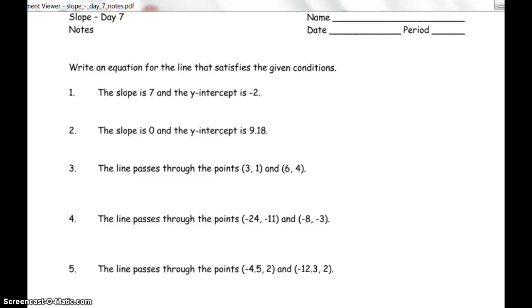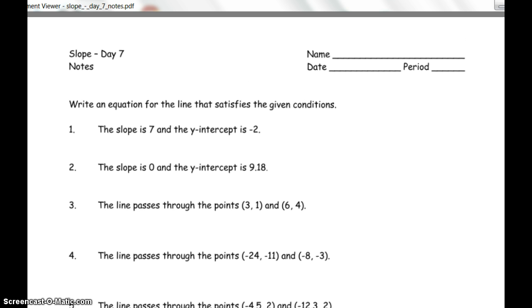Okay, this is day 7 notes, and what we're going to do is start pulling everything together. We're going to start making sense of everything and having different practices. So we're going to write an equation for the line that satisfies the given conditions. Up here at the very top, I'm going to write the equations that I need to remember because I always want to make sure I have them available in case I forget. So this is slope-intercept form, and then we have point-slope form as well.